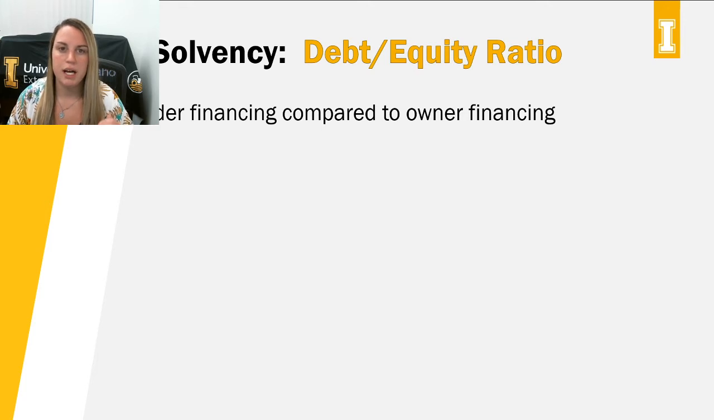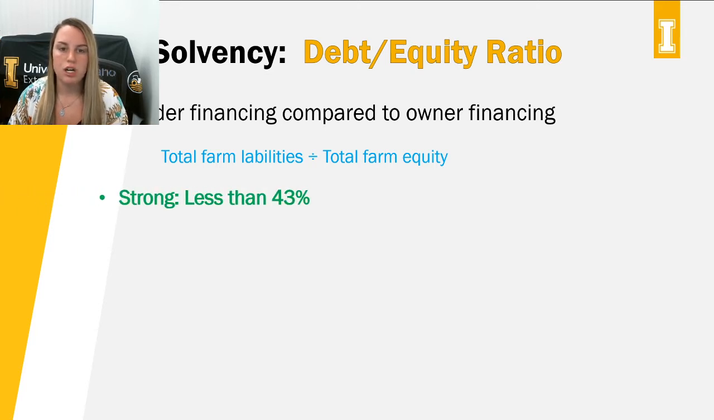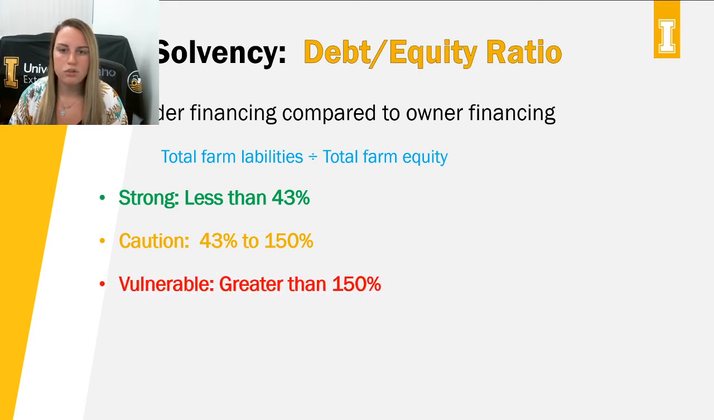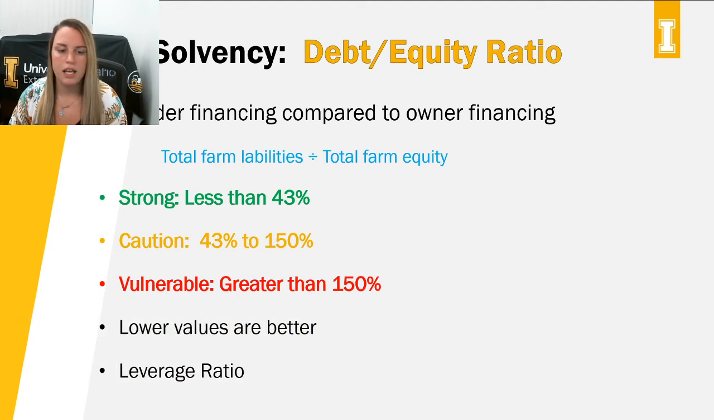Solvency. Again, another ratio: the debt to equity ratio, lender financing compared to owner financing. It's total farm liabilities divided by total farm equity. Strong is less than 43%, caution is 43 to 150%, vulnerable is greater than 150%. Lower values are better. This can also be called the leverage ratio.